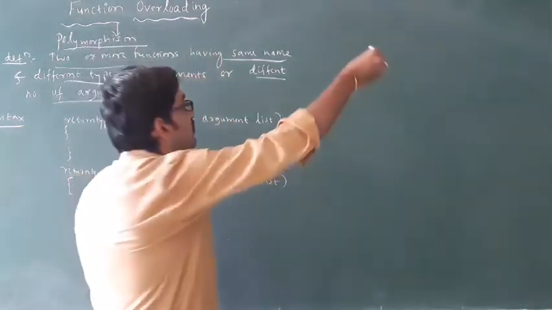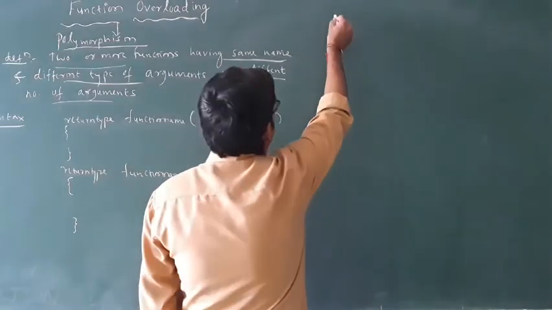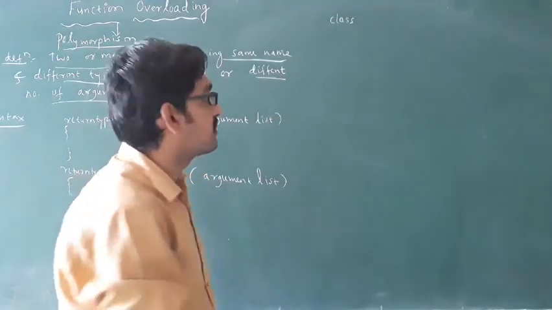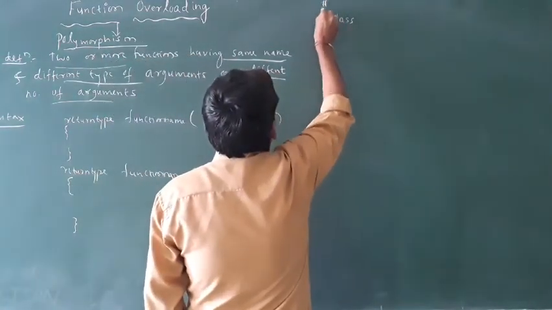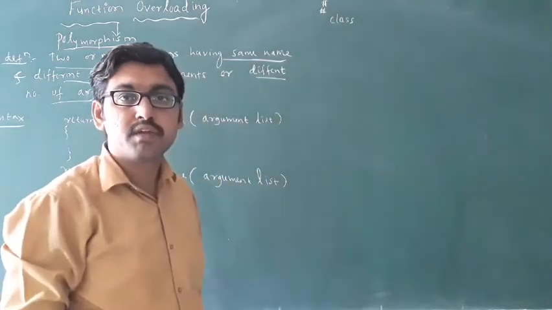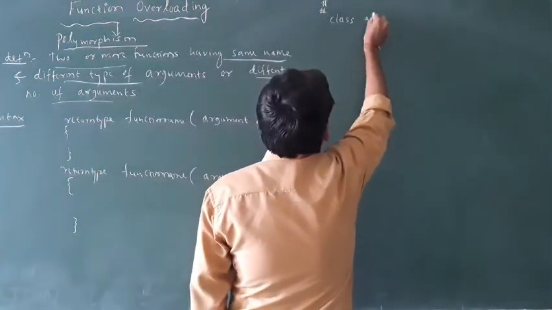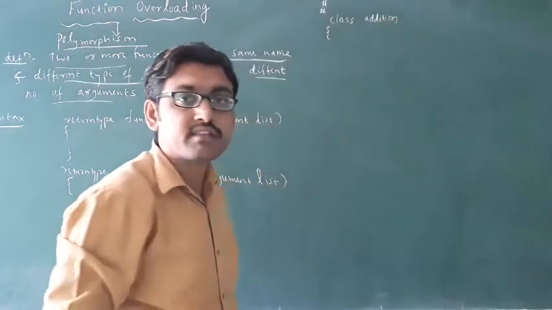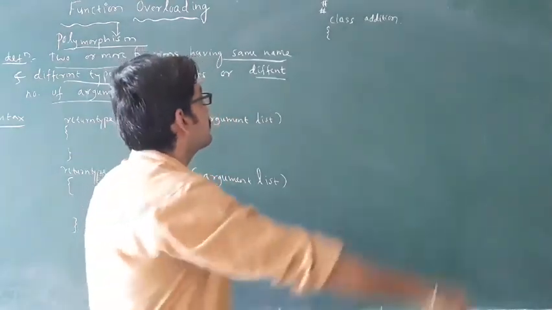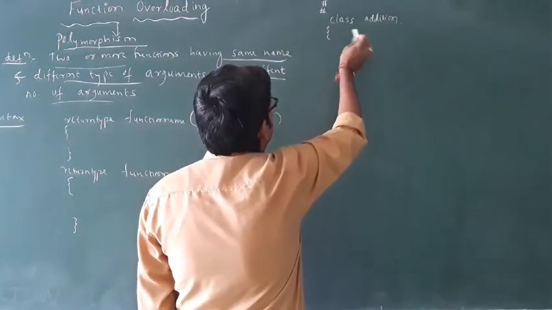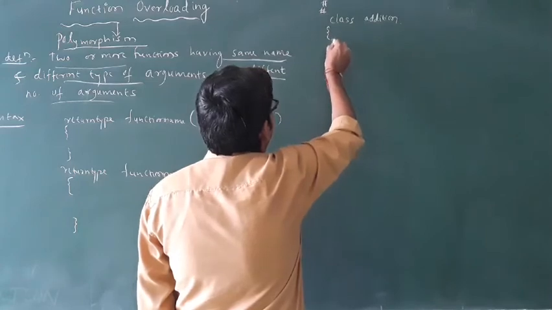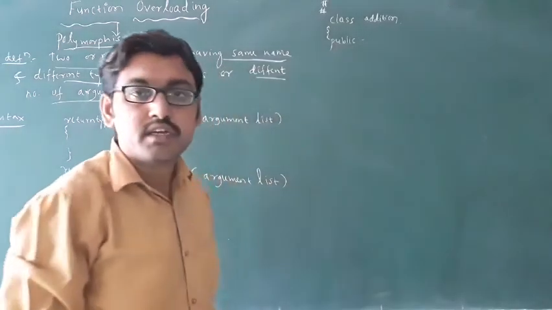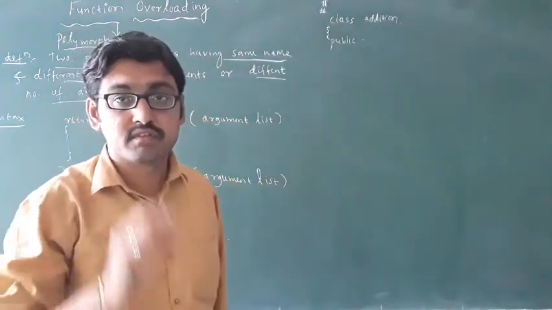First of all, I am taking one program with a class. Hash include iostream.h and conio.h. I am taking a class addition. You can take private, or otherwise directly take public. In public I am writing the functions.